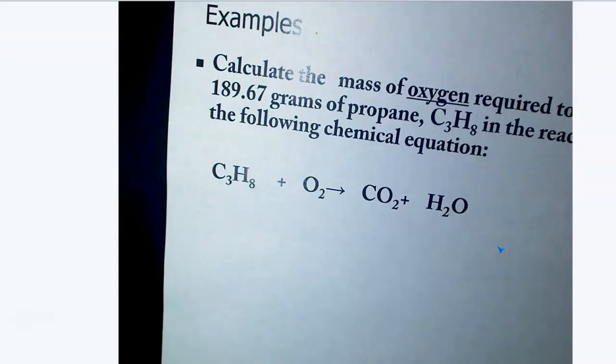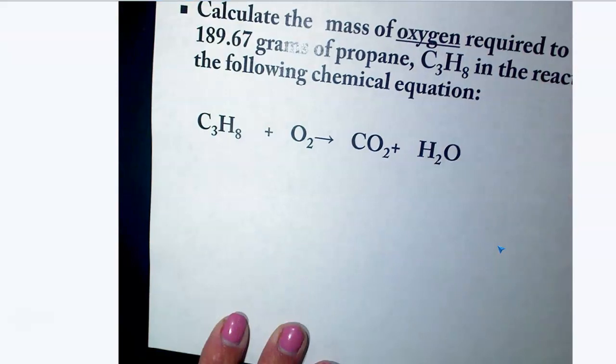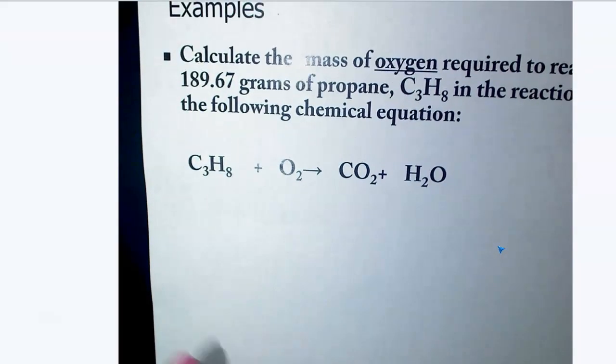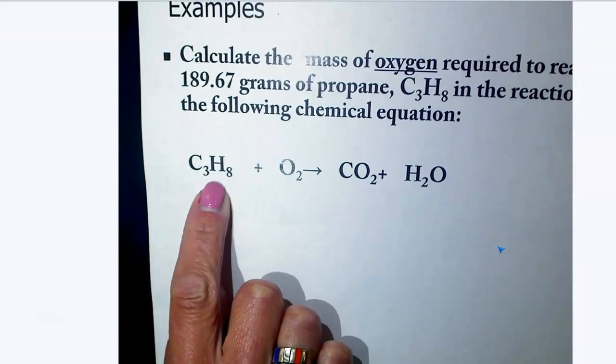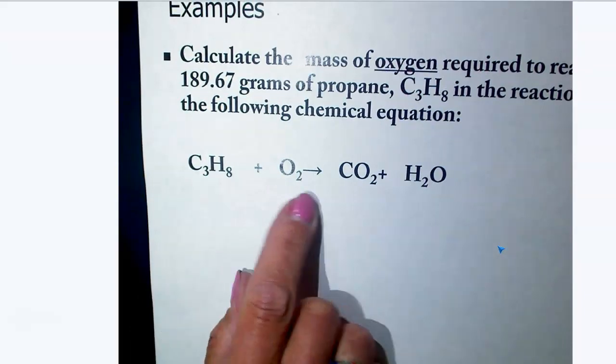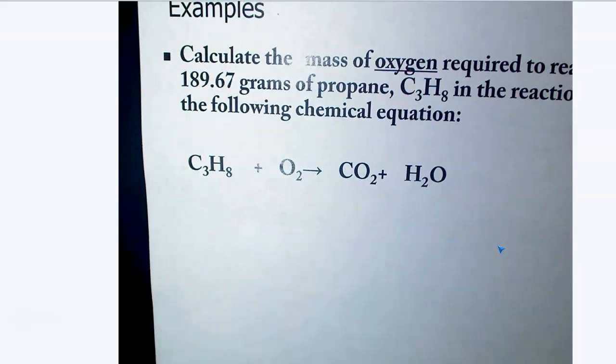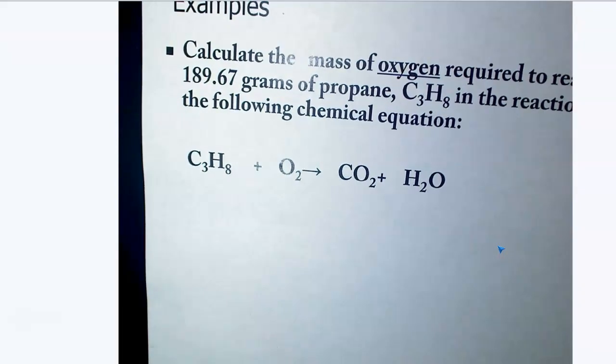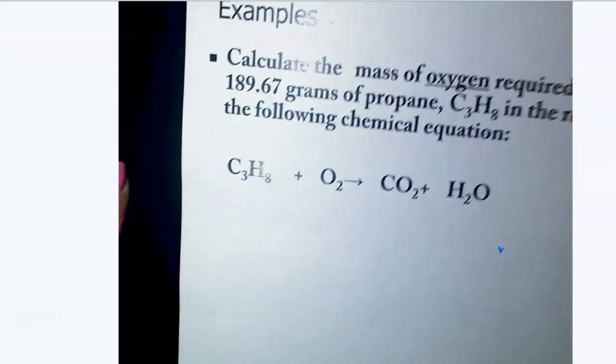Okay, so the first thing I want you guys to do is write down this chemical equation, and then I'll walk you through how we do these stoichiometry problems. So C3H8 plus O2 yields carbon dioxide and water. That is our chemical equation. It is what kind of a reaction? Combustion. I like it.